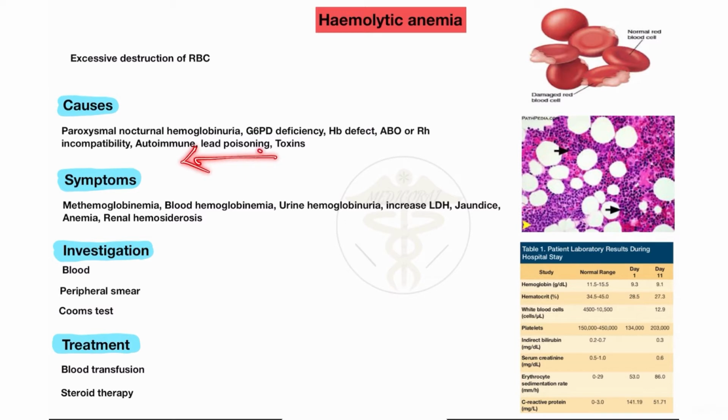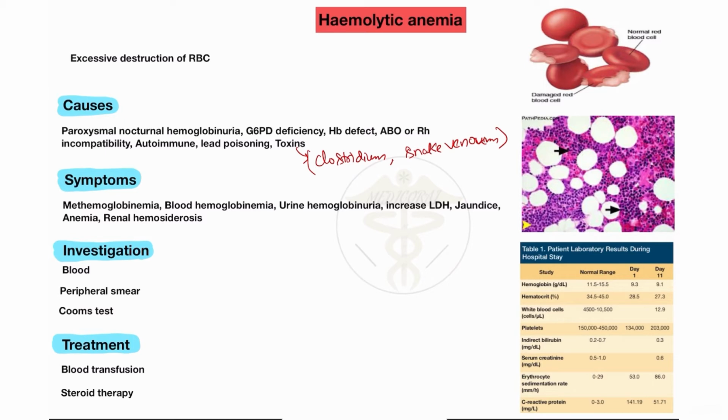Lead poisoning also causes the hemolytic type of anemia. And toxins, like Clostridium toxins, also cause it. You already learned Clostridium in microbiology. Also snake venom toxin causes it, because with snake venom the level of RBC decreases very much. So snake venom toxin causes the hemolytic type of anemia.